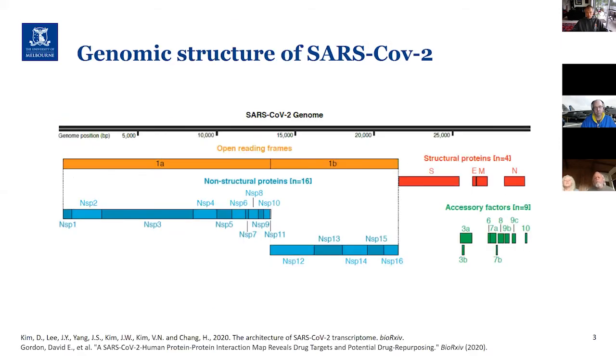So just to set the scene, the genomic structure of SARS-CoV-2 is just shy of 30,000 bases. On the 5' end, you have the non-structural proteins, which are 16 non-structural proteins, but they're encoded in only 2 open reading frames. And there's a translational slippage that occurs between the 2. And then the 16 proteins are cleaved from the protein afterwards. And then on the 3' end, you've got your structural proteins, so the spike, envelope, the M and the N proteins, and then your accessory factors as well.